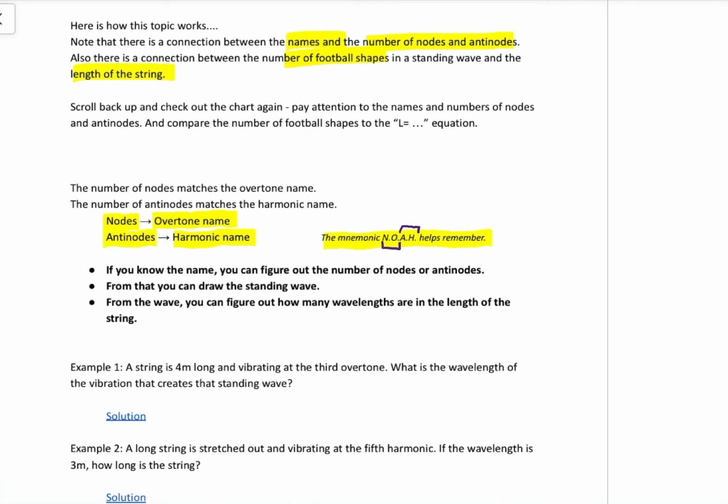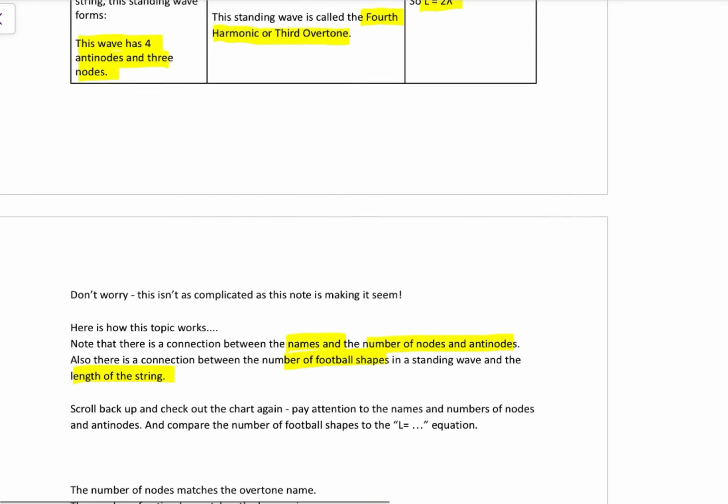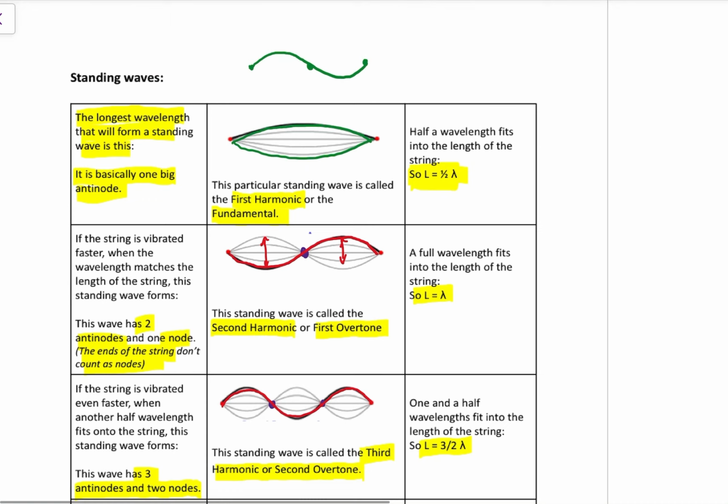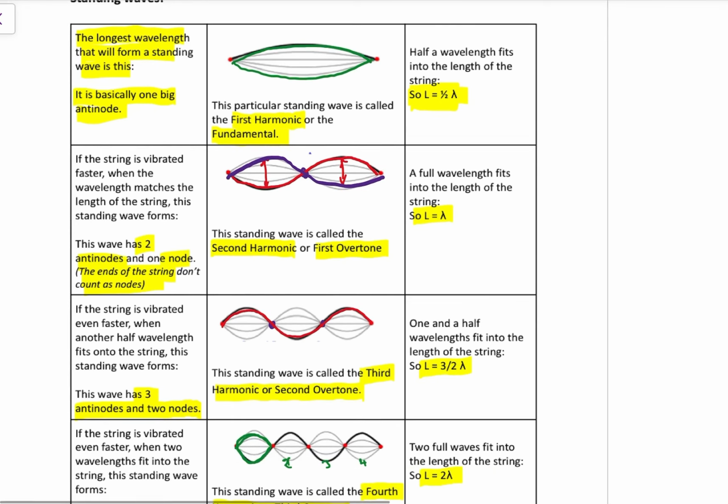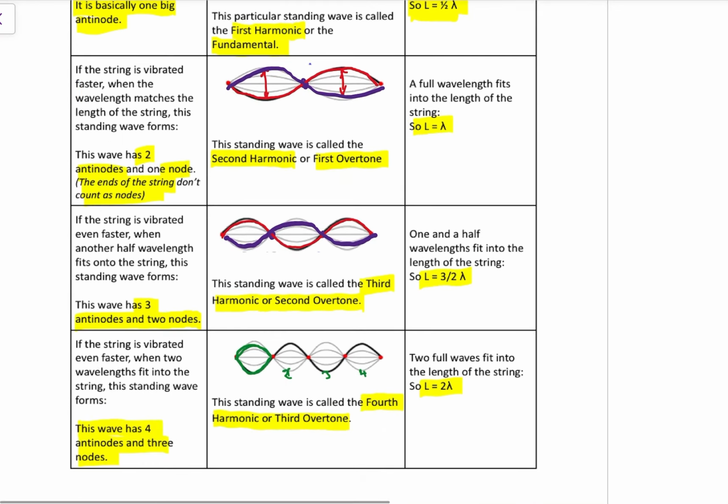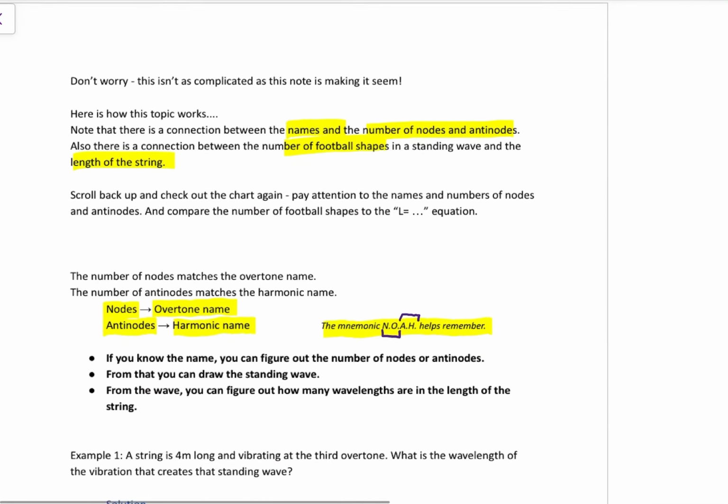I think I forgot to type it, but the length versus the number of football things. The top one had 1 football shape, and the length was 1 over 2 lambda. This second one had 2 football shapes, and its length was 2 over 2 lambda, or 1 lambda. This one has 3 football shapes, and it's 3 over 2. The next one had 4 football shapes, 4 over 2, which is just 2. If I do the next one with 5 football shapes, L would be 5 over 2 lambda. So there's a connection between number of footballs and the length as well.